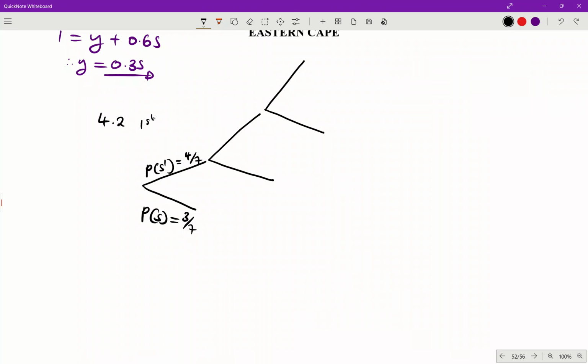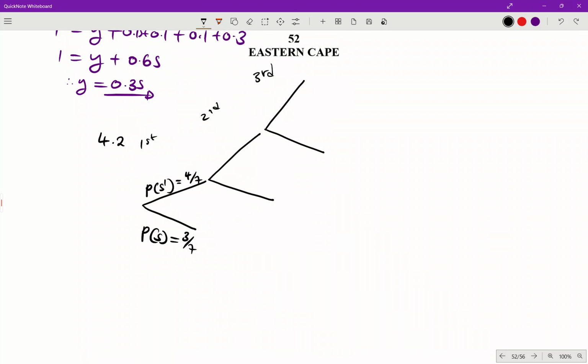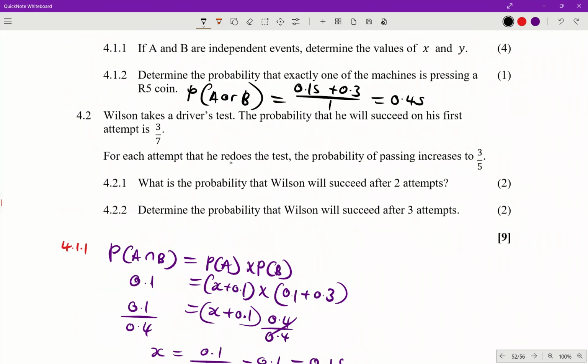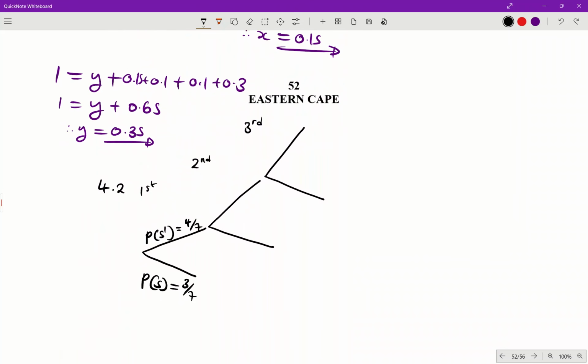So this is first attempt, second attempt, third attempt. So now, this is the second attempt, the third attempt. Let's go back there again. For each attempt that he redoes, the probability of passing increases toward 3 over 5. So that's succeeding. Now the probability increases toward 3 over 5.